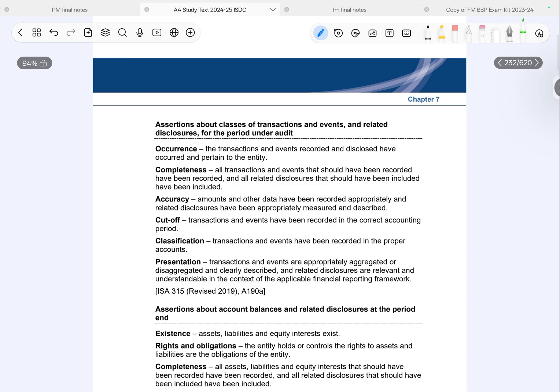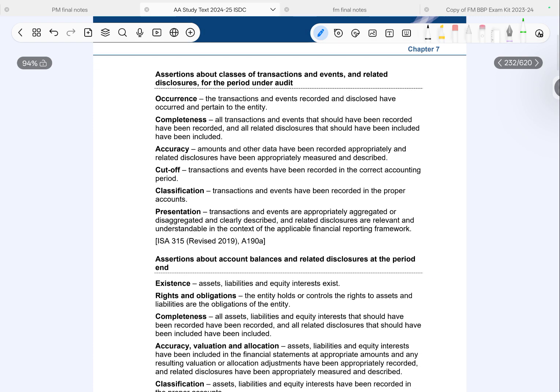Okay, so the first assertion we are going to talk about is occurrence. Transactions actually happen and belong to the business. This is what it's all about. Second is completeness. Nothing is missing. Everything that could be recorded is recorded. Third is accuracy. Amounts are recorded correctly. Fourth, cutoff. Transactions are recorded in the correct accounting period. Next, classification. Transactions are recorded in the right account. Next, presentation. Everything is properly described and disclosed.